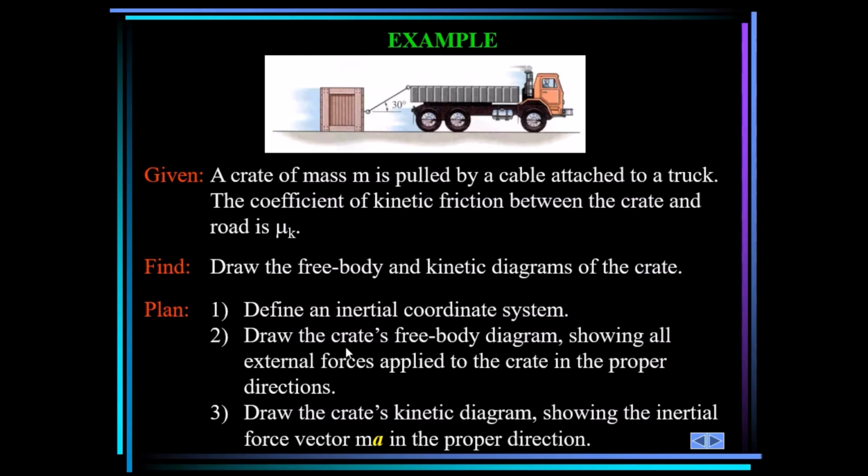Second, we want to draw the crate's free body diagram, showing all the external forces applied to the crate in the proper directions. And lastly, we want to draw the crate's kinetic diagram, showing the inertial force vector ma in the proper direction as well. Again, those directions, as we relate back to the coordinate system we choose as positive, will make a difference on what's positive and what's negative in those two.